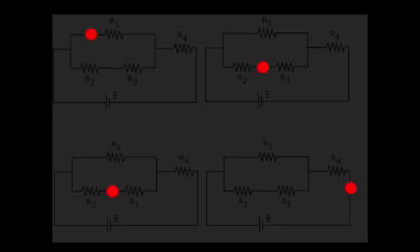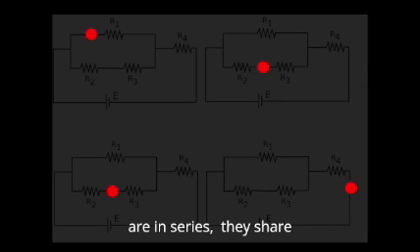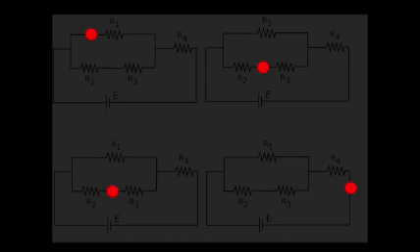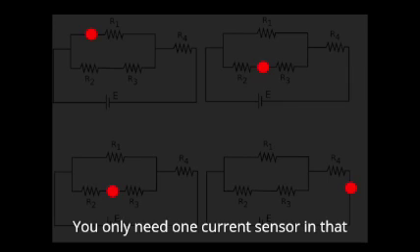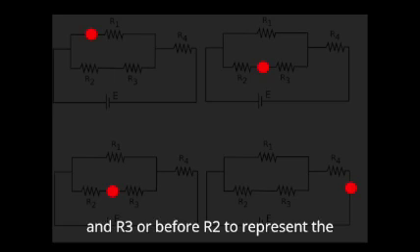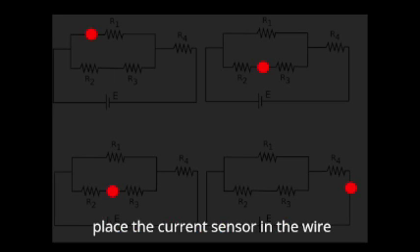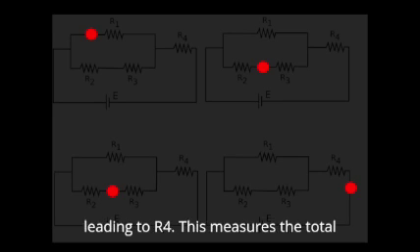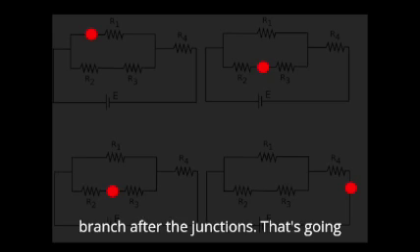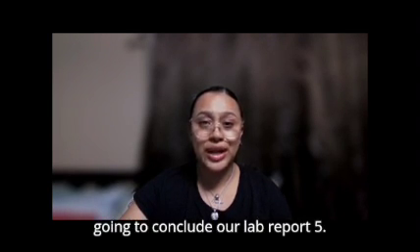For R2 and R3, because they are in series, they share the same current. You only need one current sensor in that branch, and it can be placed between R2 and R3 or before R2 to represent the entire branch current. For R4, place the current sensor in the wire leading to R4. This measures the total current that flows through the outer branch after the junctions. That's going to be it for our conclusion, and that's going to conclude our lab report 5.